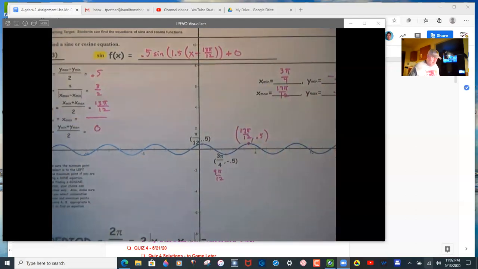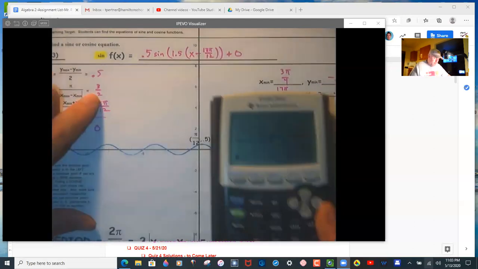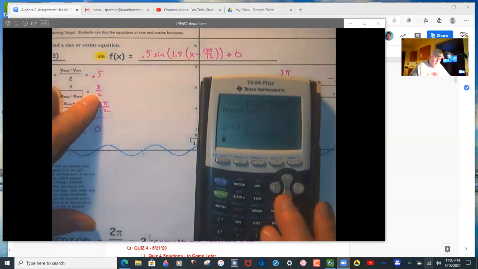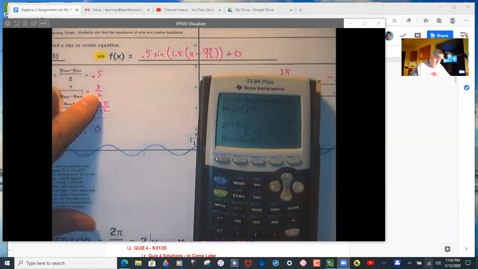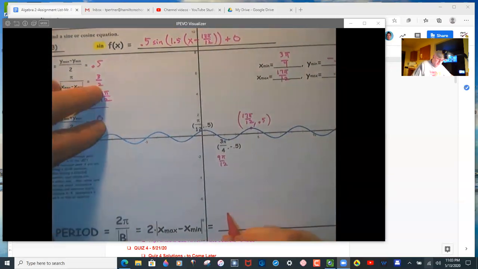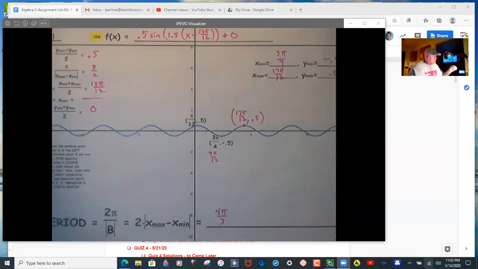So that's what happened. All right, so the period is 2 pi over b. So 2 over 3/2 is what you're doing. That's 4/3. So 4 pi over 3. It's all about keeping the pi out of the calculation when you do that. That's a hard one.